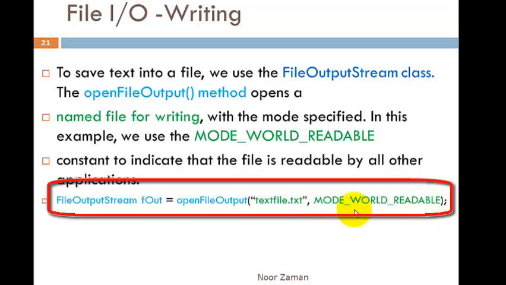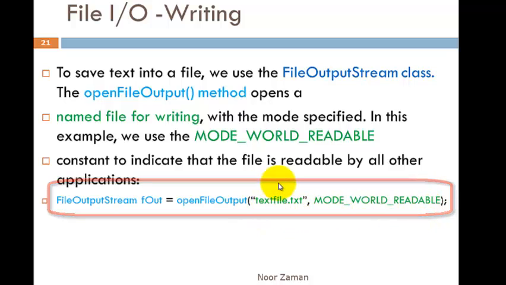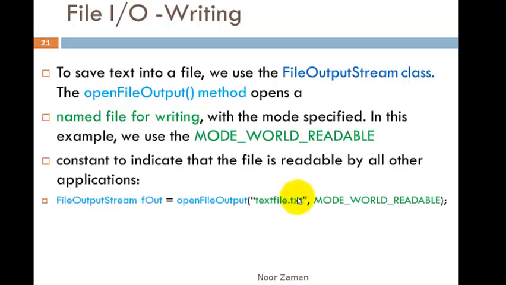So when we are passing the two parameters, the first parameter, the text file, is the name of the file in which the data will be written. And the second parameter is the mode. We are using the mode world readable, and it means that the file can be readable by all other applications.